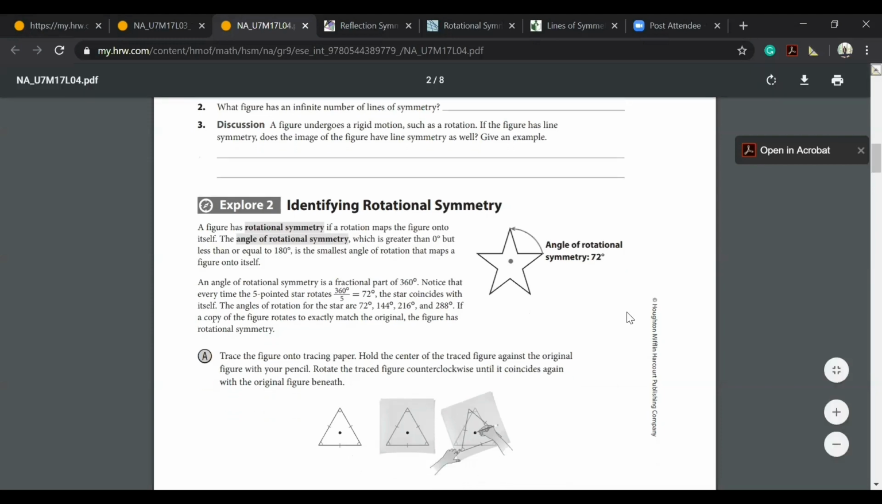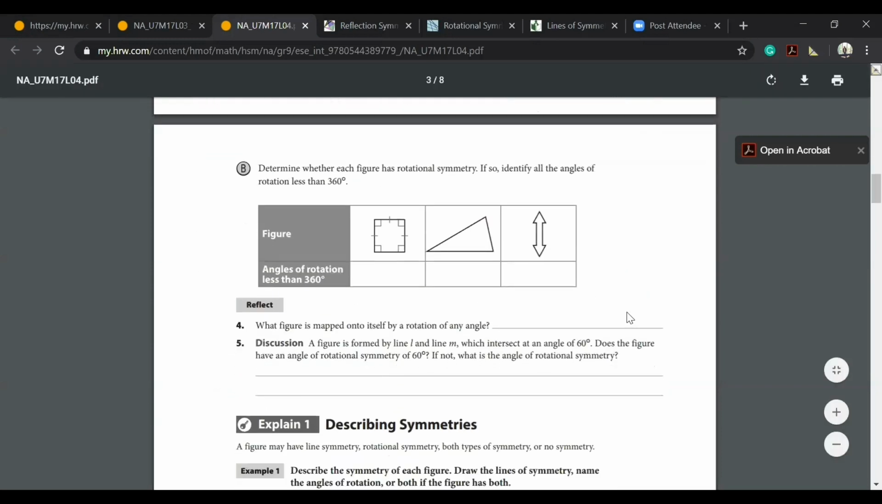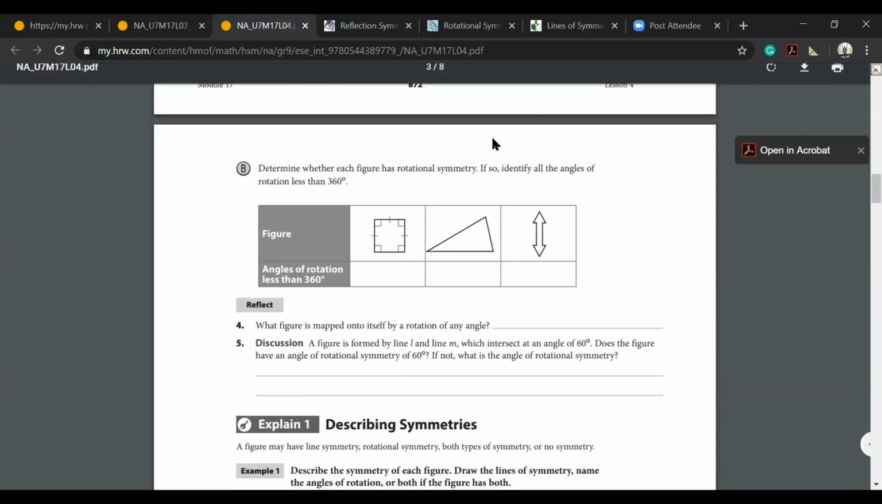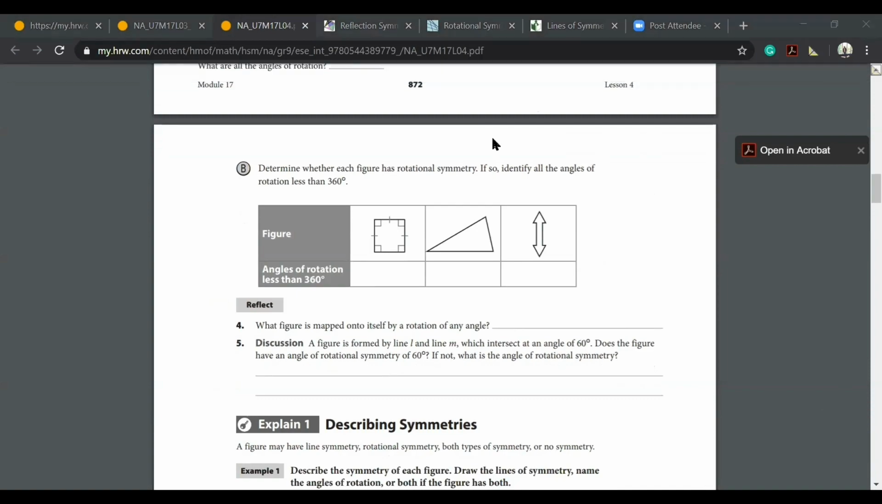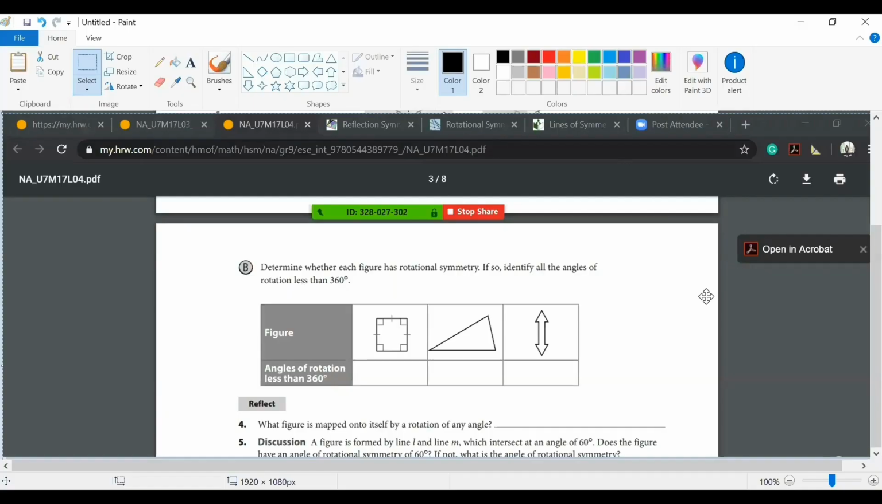Okay, going to the next page. Okay, girls, in here, question B. Determine whether this figure has rotational symmetry and identify all the angles. Does this have rotational symmetry? I will ask myself, are all sides of this figure equal? Yes, they are equal. Since they are equal, it has a rotational symmetry. So I'm going to write yes.